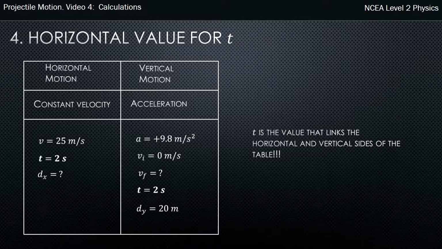That 2 seconds I've now put in my vertical motion, but you've also noticed I've put it in my horizontal motion as well. t is important. It is the value that links the horizontal and the vertical sides of this table. It's the only one that is the same in both, because it makes sense. The time it takes to fall down vertically is also the time it travels horizontally for. It's the same ball, the same time.